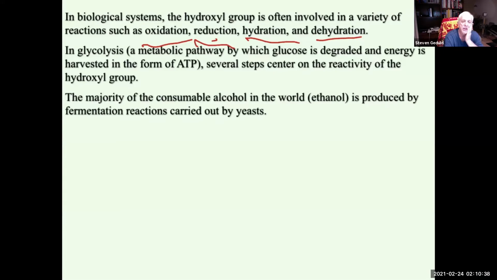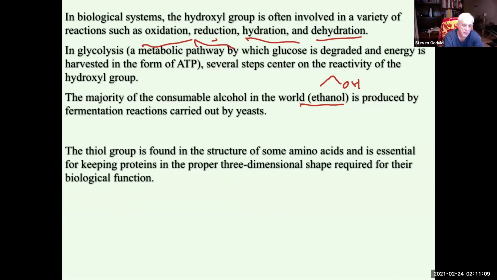The majority of consumable alcohol in the world is ethanol. Okay, ethanol is your vodka, your rum, your scotch, your brandy. That's all ethanol. Ethanol is 2 carbons and an OH group on it. So ethanol is CH3CH2OH. That's what makes all our alcohol, produced by fermentation reaction carried out by yeast.